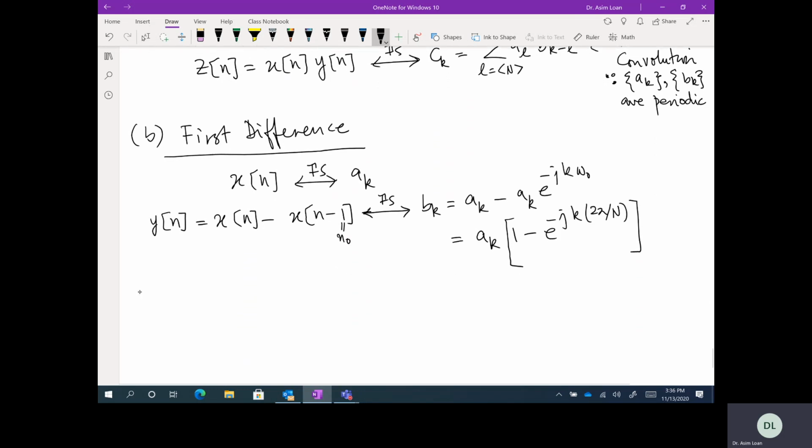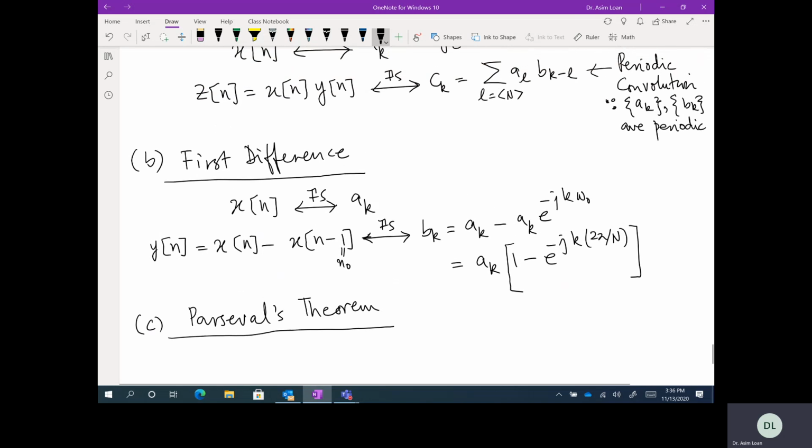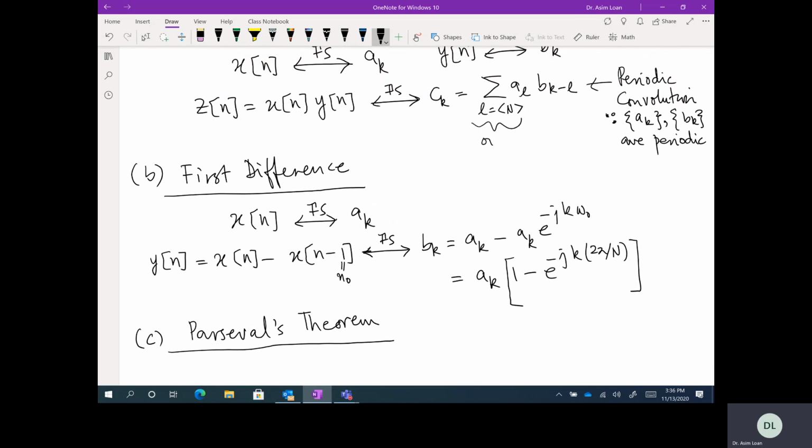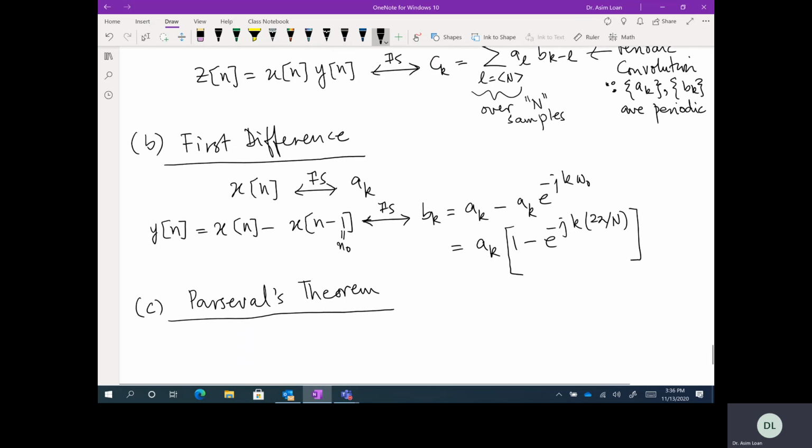And there is no difference in Parseval's theorem. The only difference is that it's a finite sum, not an infinite sum. In Parseval's theorem, you still calculate the power. Nothing has changed there, except that here the sum is over N samples. Over there, it was infinite.